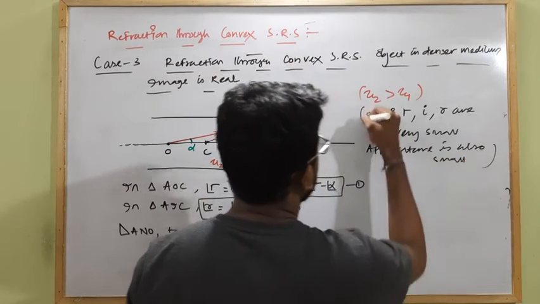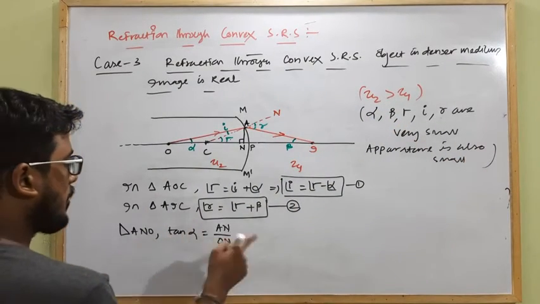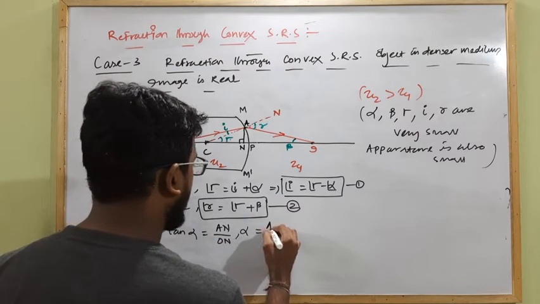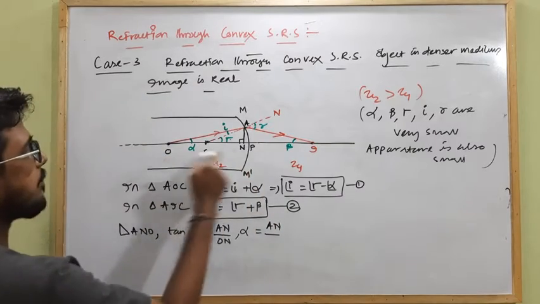So this is the condition. As I and alpha are small, aperture is small, so tan alpha can be replaced by alpha, which is equal to AN divided by ON, which can be written as OP.